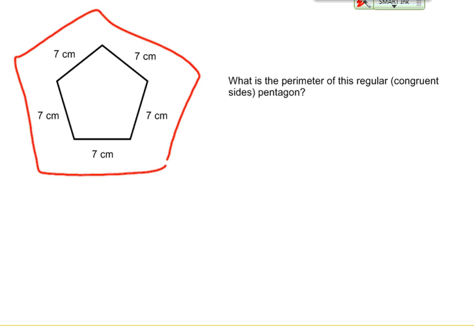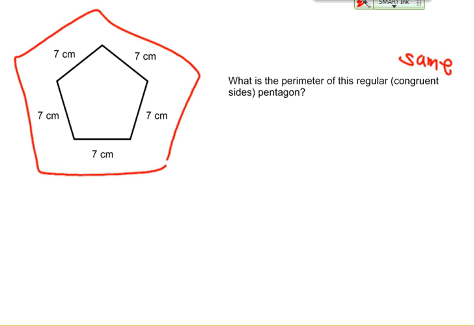If you look at this shape, it asks, what is the perimeter of this regular, also known as congruent? Congruent, of course, since you are so smart, you know that it means the same. So the sides are the same. And as you look at the figure, you see, oh yeah, all those sides are the same. So we want to figure out the perimeter.